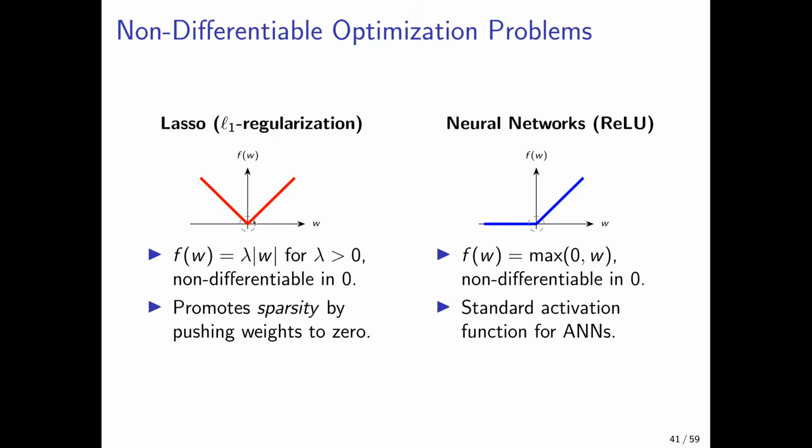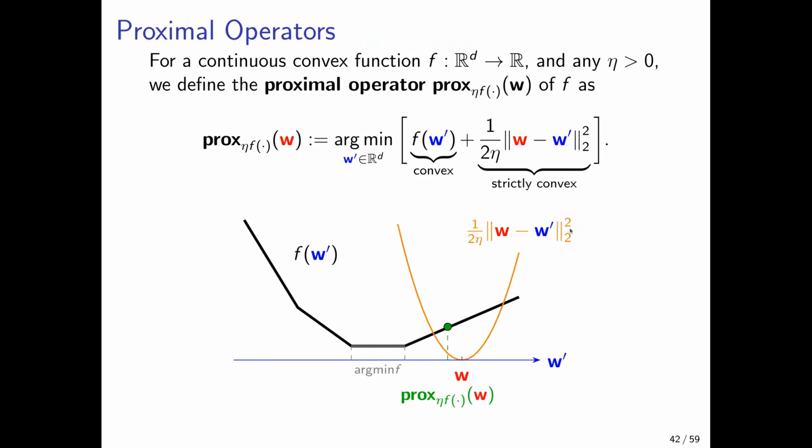Another example, which is not so important for us, but for neural networks, there's the famous, popular ReLU activation function, which, for instance, is also not differentiable at 0. But still, we want to do some optimization there. So in some applications, such non-differentiable functions show up naturally. And even though we cannot compute gradients anymore, we would like to find a way to deal with such cases. And here, the powerful technique for that are proximal operators.